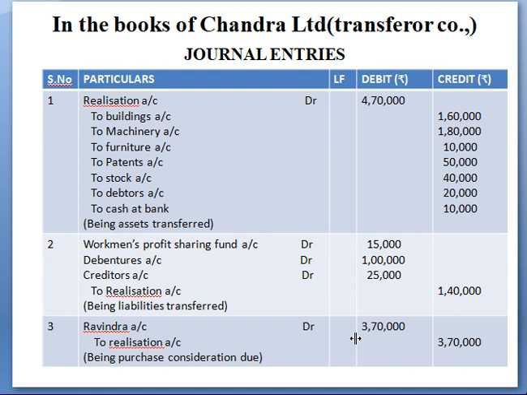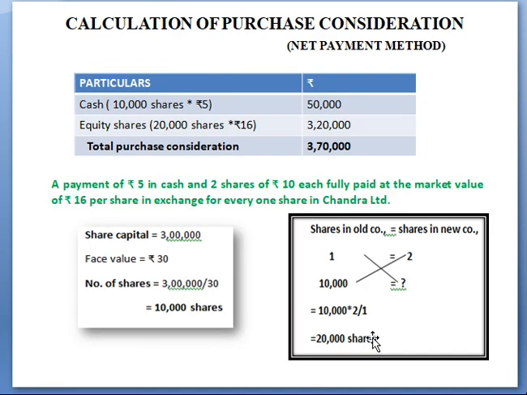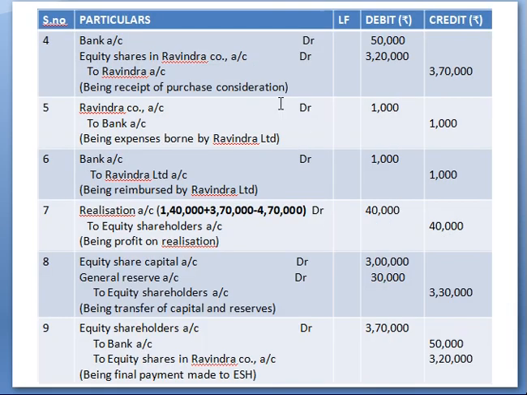So once the due entry is over, the fourth one is the receipt of purchase consideration. So how is this 3,70,000 amount being received? It is received in 2 forms, right? One is your cash and second is your equity shares. Now write the entry. Cash account debit 50,000, equity shares in Ravindra Limited 3,20,000. To whom? The giver is Ravindra Limited. To Ravindra Limited 3,70,000. So your first entry is for the transfer of assets, second is transfer of liabilities, third is the purchase consideration due, and fourth is the receipt of purchase consideration.